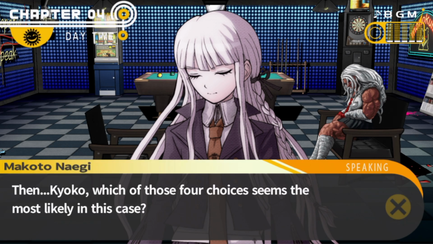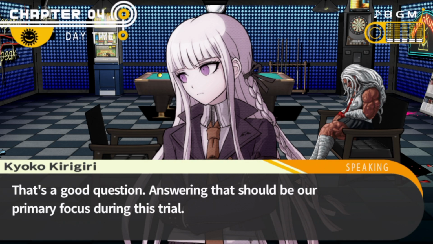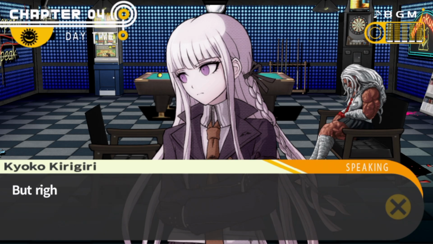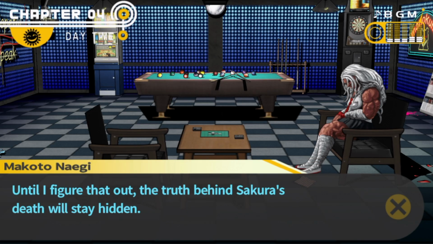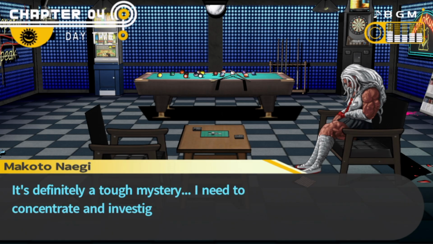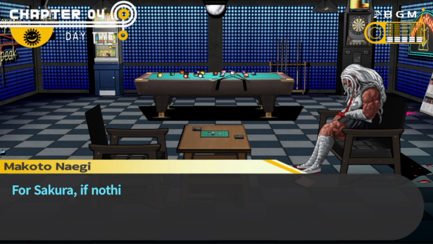Then, Kyoko, which of those 4 choices seems the most likely in this case? It's true. That's a good question. Answering that should be our primary focus during this trial. But right now, I can't really say. I see. The way the killer set up the locked room, until I figure that out, the truth behind Sakura's death will stay hidden. It's definitely a tough mystery. I need to concentrate and investigate as much as I can. For Sakura, if nothing else.